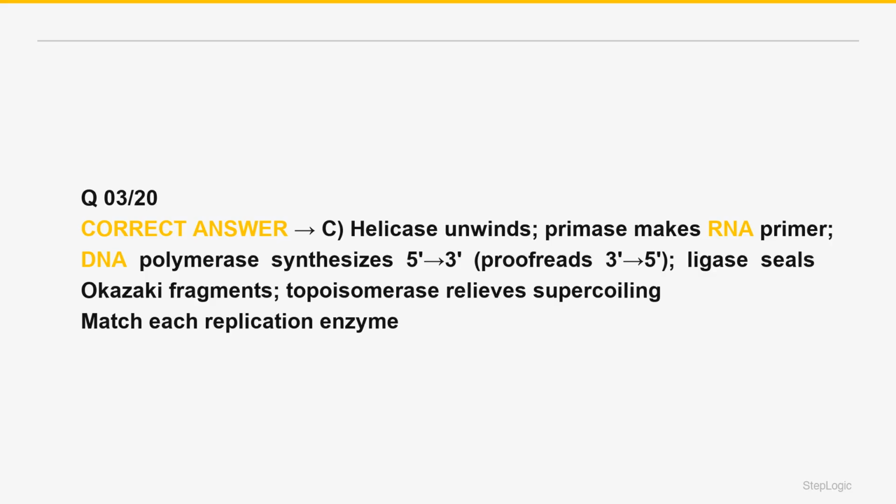Because polymerase only builds 5' to 3', the lagging strand is made discontinuously as Okazaki fragments. DNA ligase then seals the nicks between fragments, joining them into a continuous strand. Clinically, these enzymes are drug targets. Fluoroquinolones inhibit bacterial topoisomerase, DNA gyrase. The correct pairings: helicase unwinds, primase primes, polymerase synthesizes and proofreads, ligase seals, topoisomerase relieves supercoils is the answer.